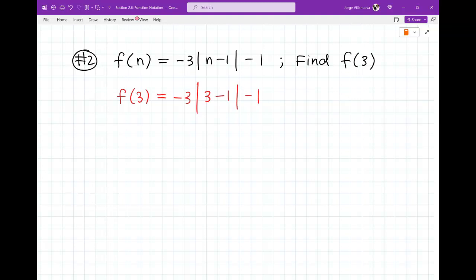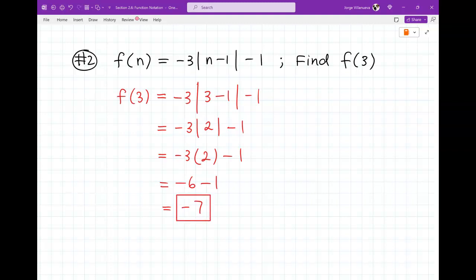Well, 3 minus 1 is 2, so negative 3 absolute value of 2, minus 1. What's the absolute value of 2? 2. So, all right, negative 3 times 2 minus 1. Negative 3 times 2 is negative 6, minus 1. And negative 6 minus 1 is negative 7. And you're done.